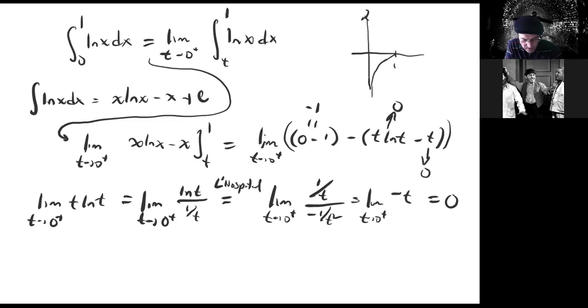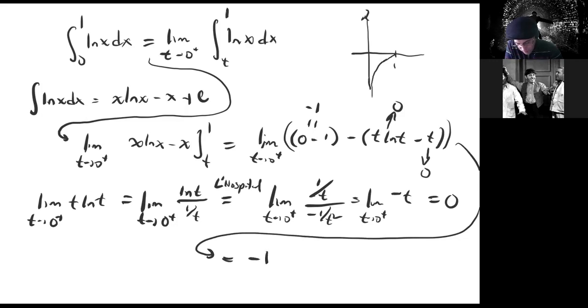And therefore, the limit in question is going to give me a value of minus 1 from the evaluation in the first set of parentheses. So that's the answer to this problem. It converges to minus 1. Okay.